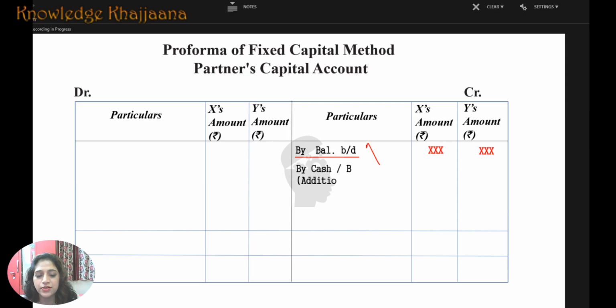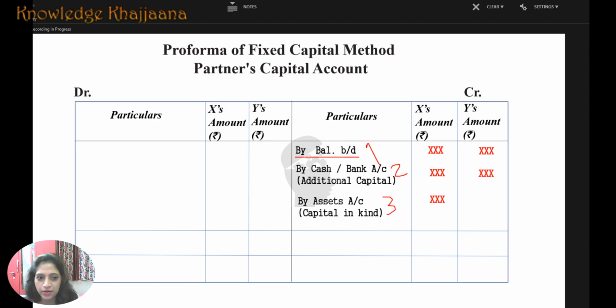What is next? See, if additional capital is brought in terms of cash or bank, then it would be the second entry, and the amounts are written as much as has been brought by the partners. If the capital is brought in terms of assets by any of the partners, then it is also written against their names. Then what is done? The total of all the transactions under each partner is done.